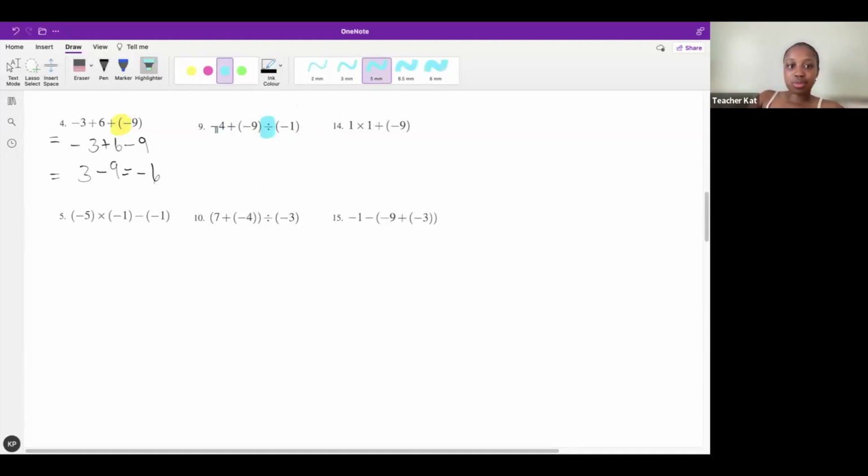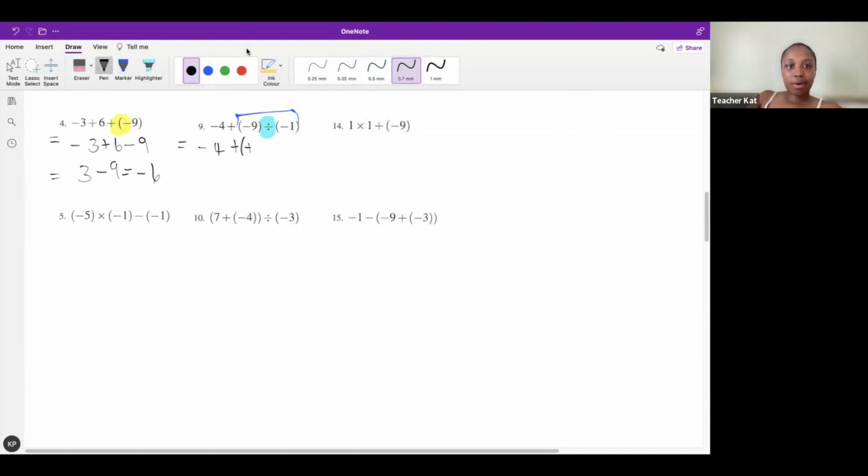Division comes before this addition and subtraction stuff. Okay, so this -4, I'm going to leave it here. -4 plus. So now we are over here and we have -9 divided by -1. So a negative and a negative will give you what type of answer? We have two negatives there that we're dividing. Thank you, Kaden. Positive. And what's 9 divided by 1? Thank you, Wade.